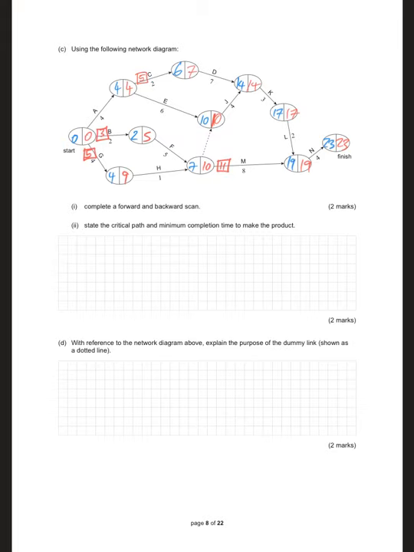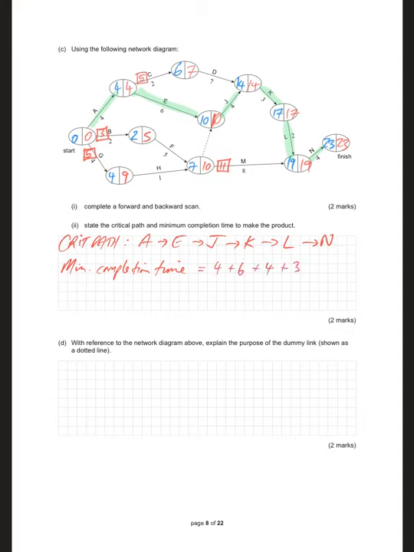State the crit path and the minimum completion time to make the product. Crit path. Here's A to E to J to K to L to N. Min completion time equals 4 plus 6 plus 4 plus 3 plus 2 plus 4. 10, 14, 17, 19, 23 mins, which is what it says in the final node.